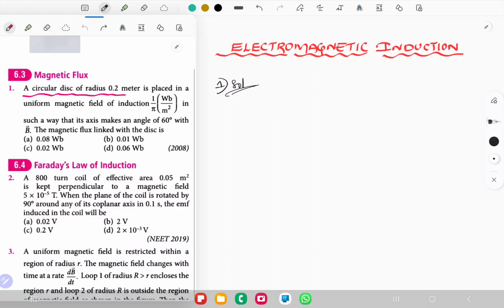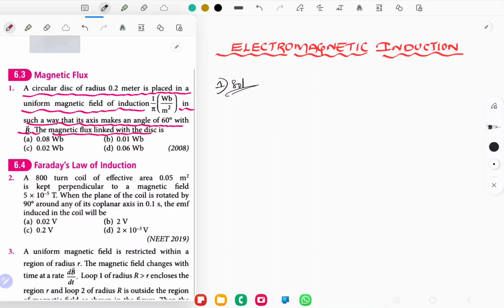A circular disk of radius 0.2 meter is placed in a uniform magnetic field of induction 1 by pi Weber per meter square in such a way that its axis makes an angle 60 degrees with the magnetic field. The magnetic flux linked with it, they're asking.